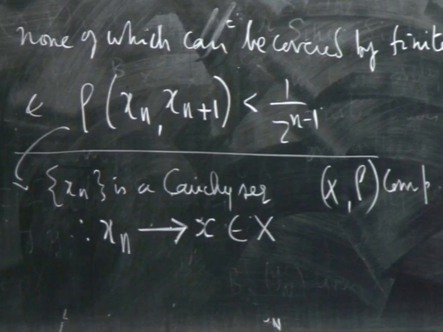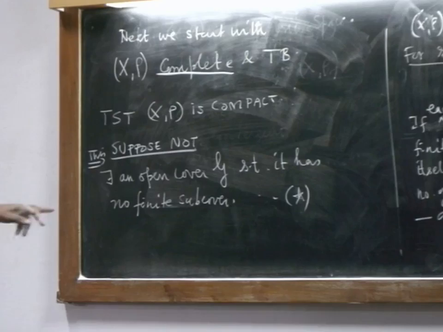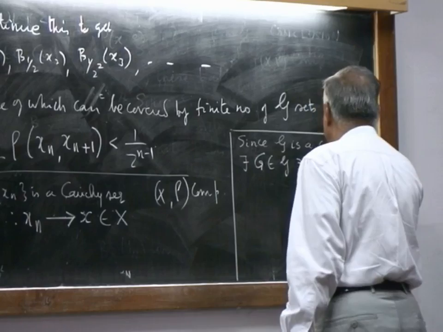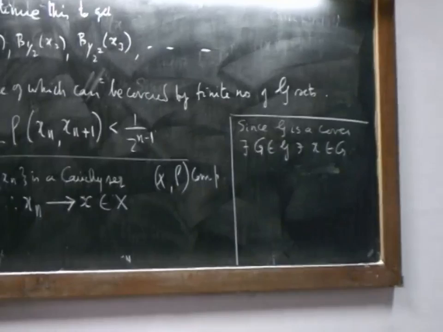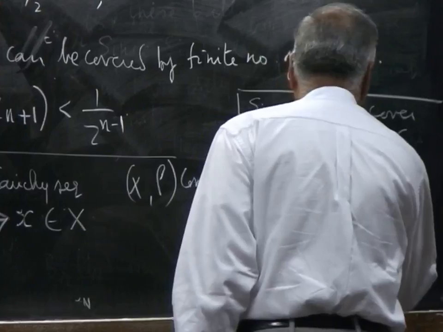G is an open cover. What does that mean? Everything in X is covered. Therefore, that little x must have been covered. That means there must be one open set here which contains that point. x belongs to G. Now, G is an open set. The moment somebody is in an open set, there is a whole ball around it which will be in that open set. Okay. Therefore, since G is open, there exists r greater than 0.